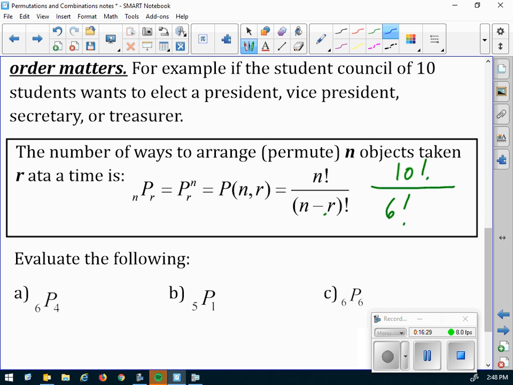We start writing out 10 factorial. 10 times 9 times 8 times 7 times 6 factorial over 6 factorial. Guess what happens? And isn't that exactly what we did just a minute ago? I'm going to show you what it's better for. This formula is better for big numbers because the calculator will do the whole mess for you. You're exactly right. Go to your calculator.